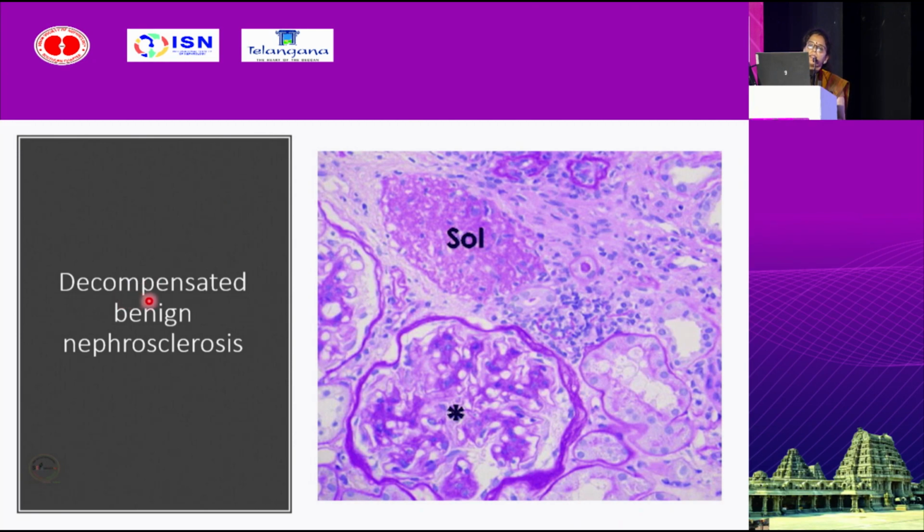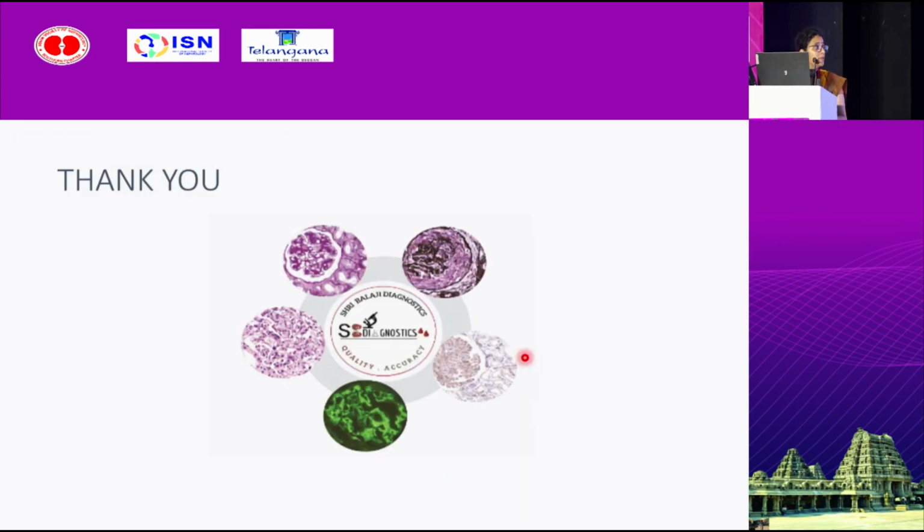The last entity is decompensated benign nephrosclerosis. There we can see this kind of solidified glomeruli. All are nothing but this pattern of glomerulosclerosis. This is a normal glomerulus. Thank you.